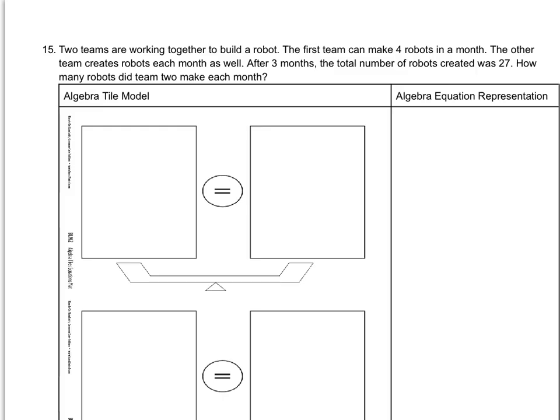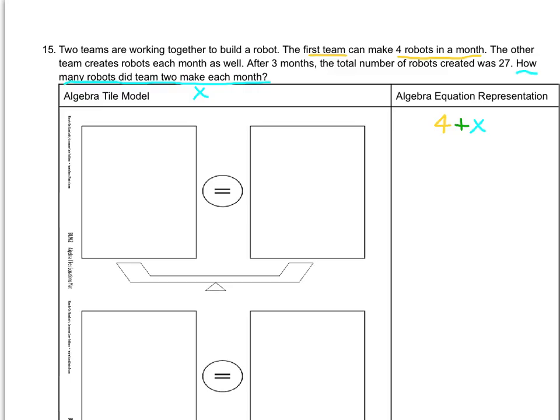Again, try to set this up. It'll be a similar kind of look to what you just saw. What do you think that's going to be? Again, start by figuring out what you know. We know that the first team can make 4 robots in a month. And we have a second team, but we don't know how many robots the second team makes each month. Again, the thing I don't know, we call that x. So 4 plus x is how many robots is made each month between Team 1 and Team 2.